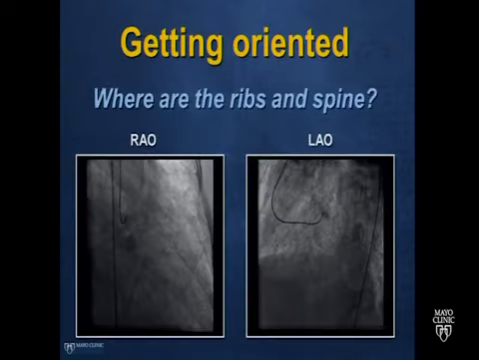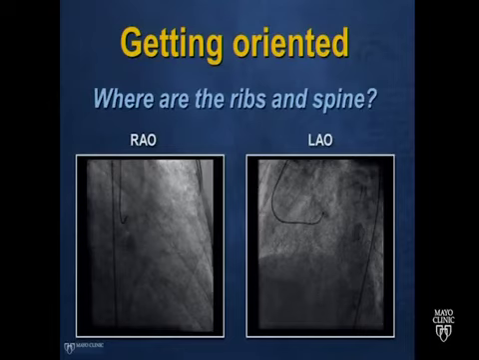So let's first start by getting oriented. The first question again is REO versus LEO. The way we decide REO versus LEO is to look where the ribs and the spine are. In the REO projection, the camera is on the right side of the patient and it's shooting across the patient's anatomic left chest. As a result, the spine will be on the left side of the screen and the ribs will be going down to the right. So remember, spine on the left, ribs going down to the right, right anterior oblique.